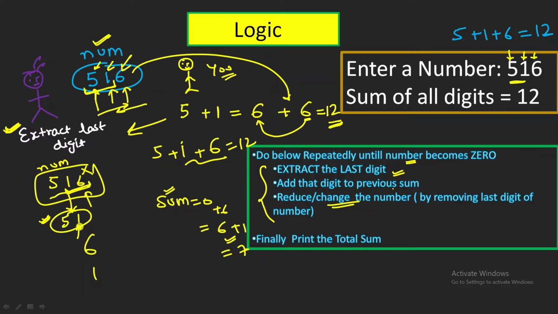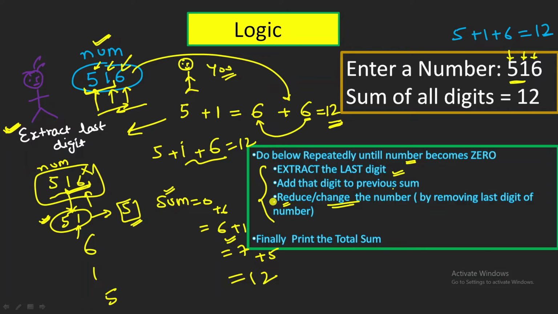Now we are done with this 1. So basically now we will change this 51 to 5. That is, we are removing this 1, the last digit. So we are done with this. Now next step, again my number is not 0. So again do the same thing: extract the last digit, that is we will extract 5. Then we will add this 5 with the previous sum. Previous sum was 7. So this digit is also added with the previous sum. 7 plus 5, 12.